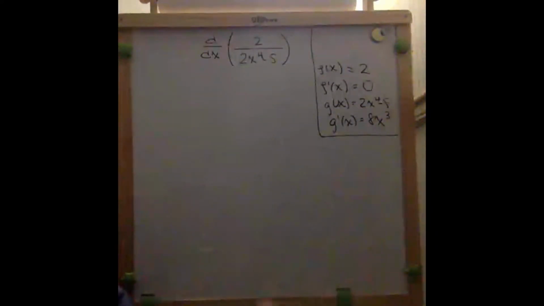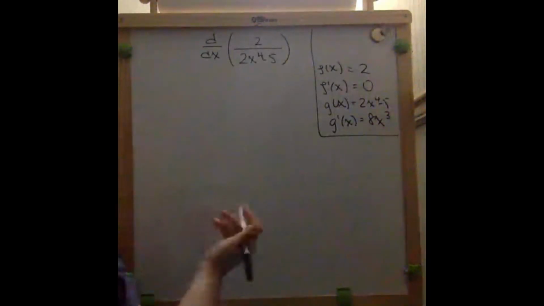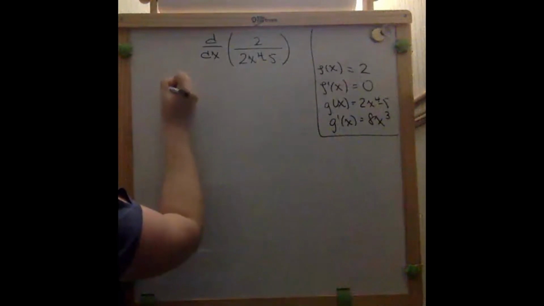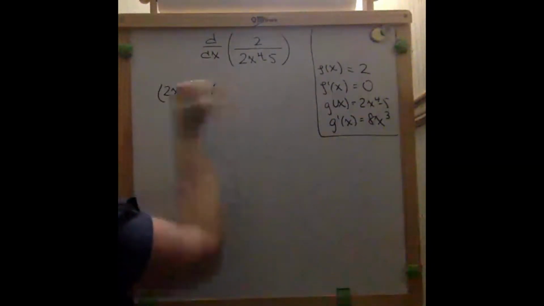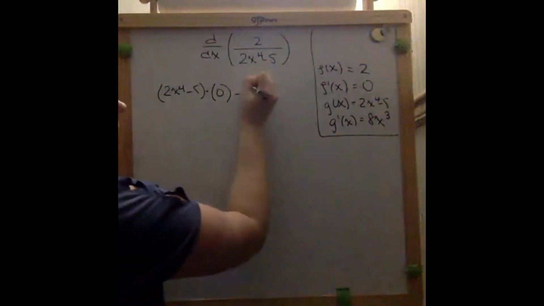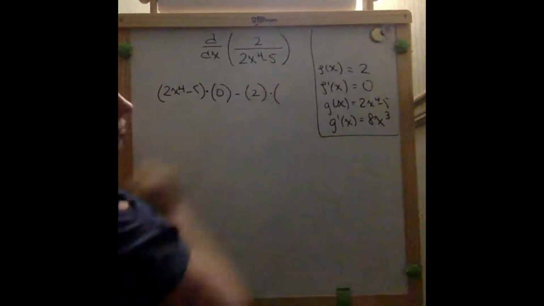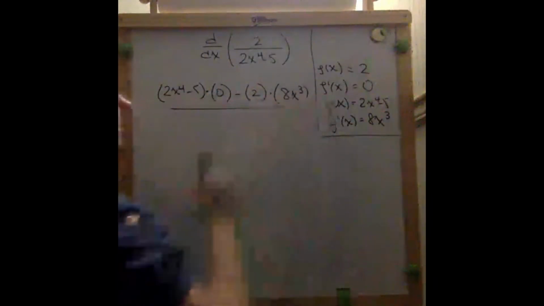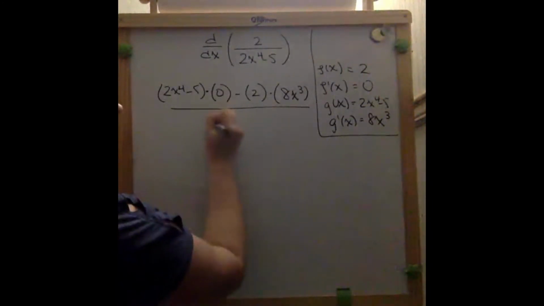And then apply your quotient rule, because there are a lot of pieces to this rule. So it's g of x, 2x to the 4th minus 5, times the derivative of f, which is 0, minus f times the derivative of g, over that denominator g squared.